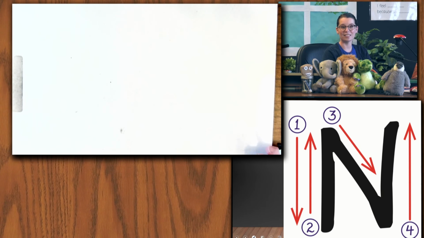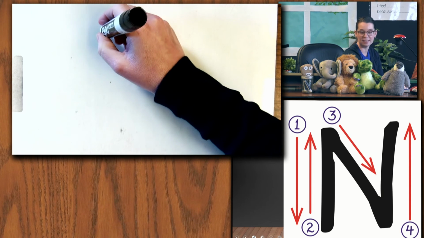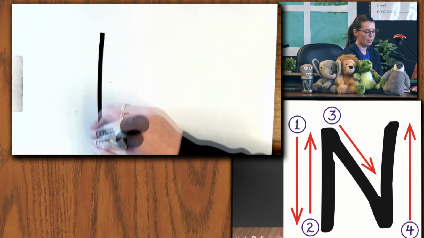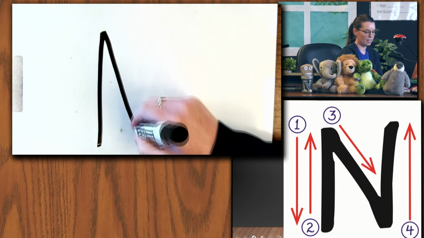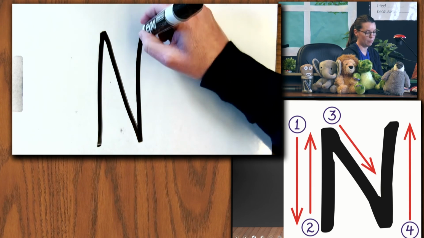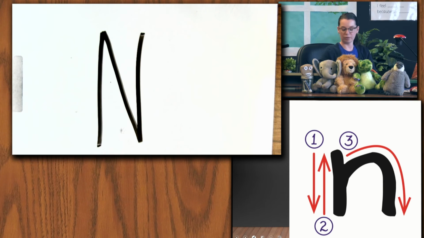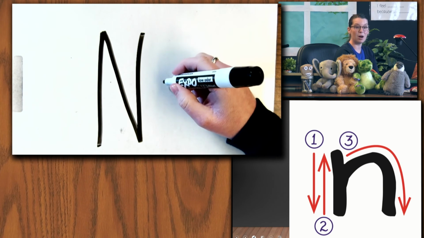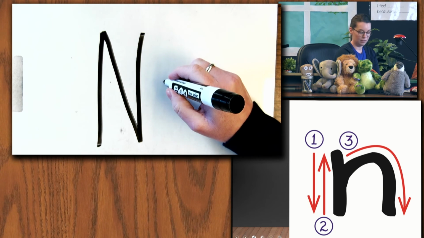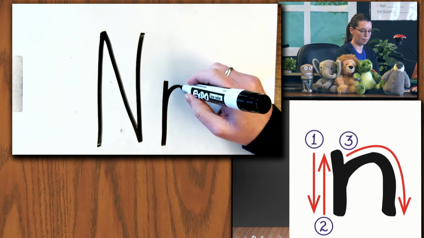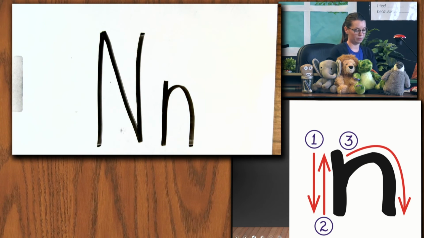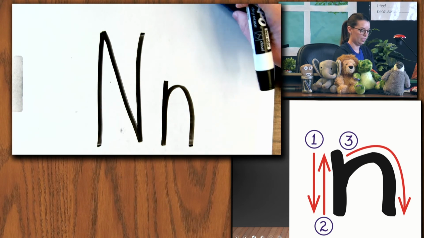Next letter. Name this letter. N. Sound this letter. N. A capital N is a letter that is tall. Pens up, line down, back up, slanted line down, line up. Lowercase n is a letter that is small, so pens out, line down, back up, bump around, and down. Erase.